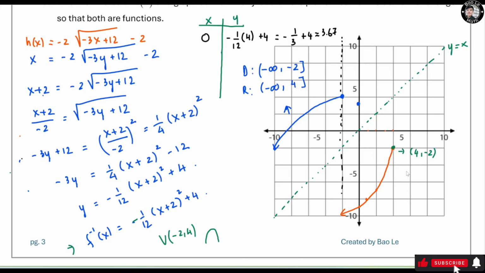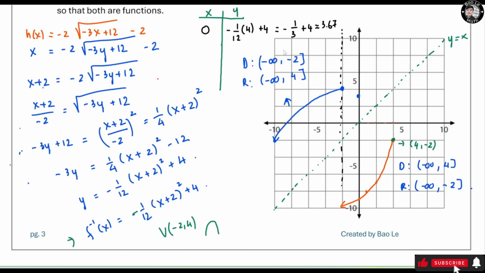Now remember, the domain of the original function is -infinity to 4, right? And the range should be -infinity to -2, right? Now this restricted domain only gives us half of a parabola. This is because when we're talking about the square root function, we only take the positive root by definition. That's why you only have this range, right?